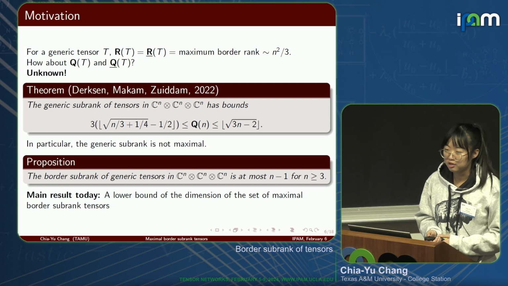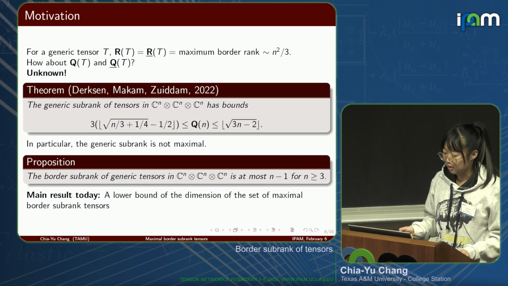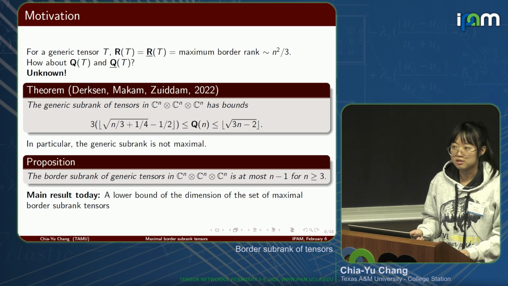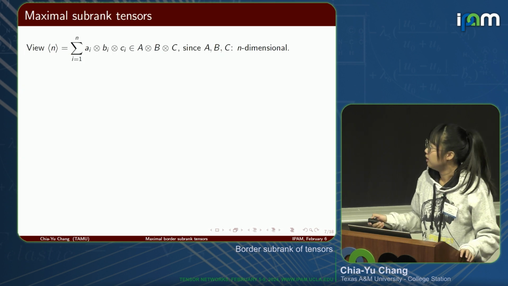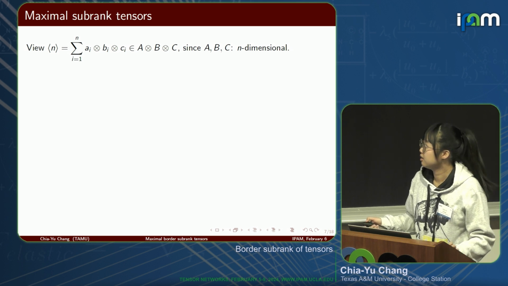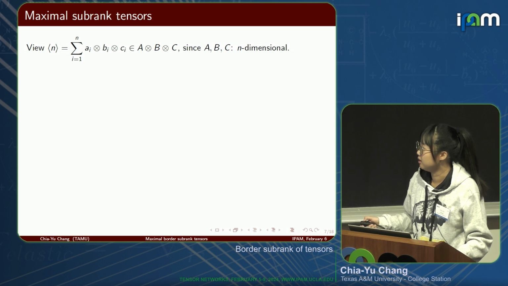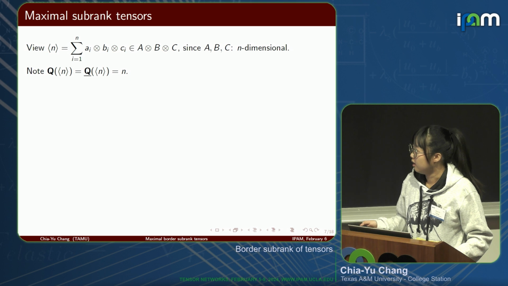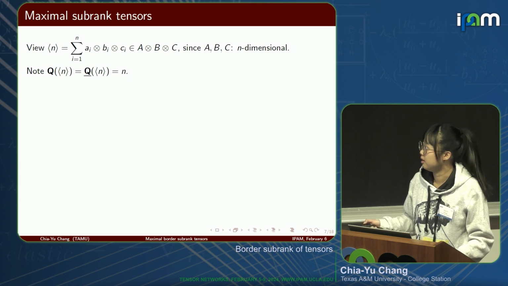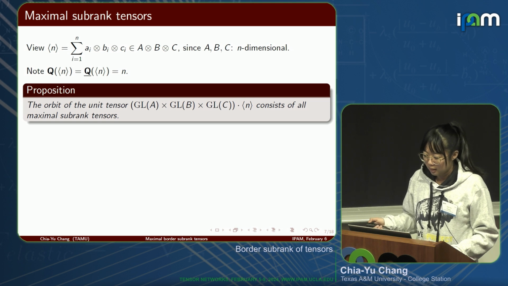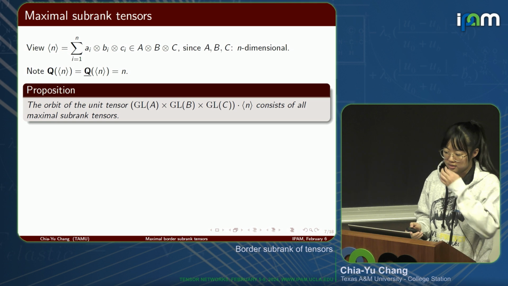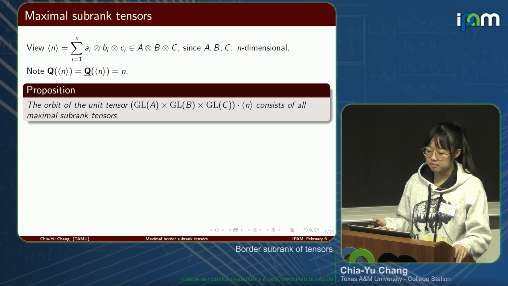The main result that I want to talk about today is a lower bound on the dimension of the set of maximal border subrank tensors. Now we can view the size n unit tensor in A tensor B tensor C as the sum of a_i tensor b_i tensor c_i, as i goes from 1 to n. The subrank and border subrank of the unit tensor are equal to n, so its value is maximal. A tensor of maximal subrank also has maximal border subrank.